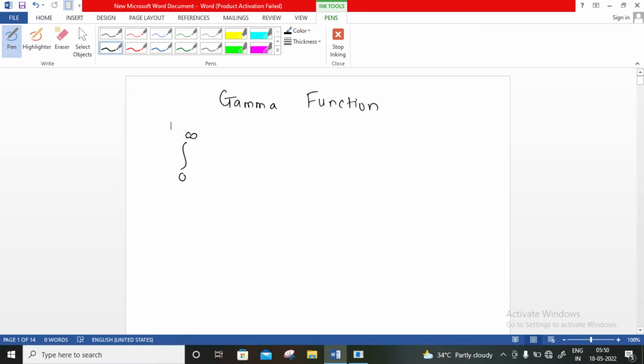Integration from 0 to infinity of e raised to minus x, x raised to n minus 1, dx is equal to gamma n. This is the function gamma n. So gamma n is defined in this way: integration from 0 to infinity of e raised to minus x, x raised to n minus 1, dx is equal to gamma n.